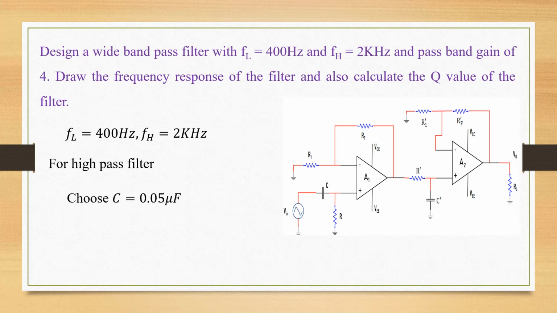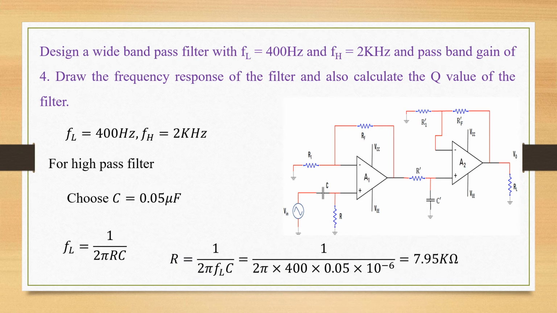The capacitance C is equal to 0.05 microfarad, and using the expression of lower cutoff frequency FL is equal to 1 over 2 pi R C, we can calculate the value of resistance by substituting the lower cutoff frequency, which is 400 Hz, and the capacitance, which is 0.05 microfarad. We get the resistance value as 7.95 kilo ohms. So we have obtained the values of R and C.